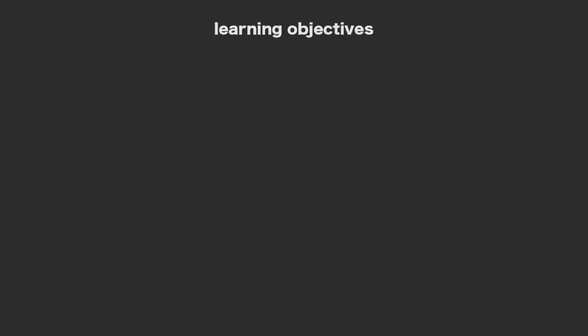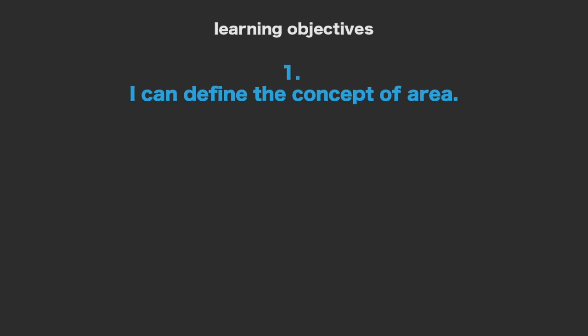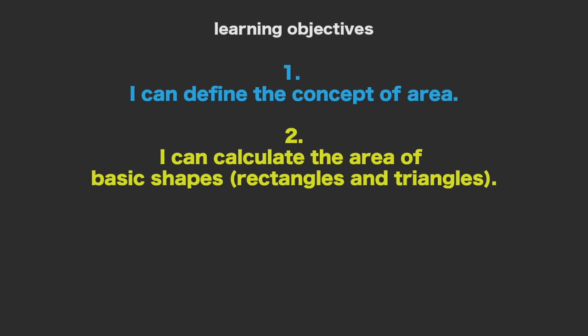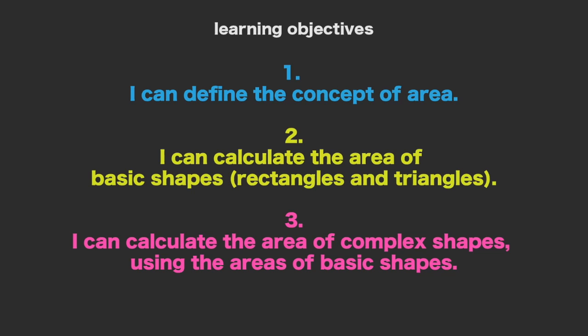Let's talk about our learning objectives for today. Today, first, we will define the concept of area. Then, we will calculate the area of basic shapes like rectangles and triangles. And at the end, we will calculate the area of complex shapes using the area of basic shapes. So using learning objectives 1 and 2, we will accomplish learning objective 3. So please pause the video and copy these objectives in your notebook.